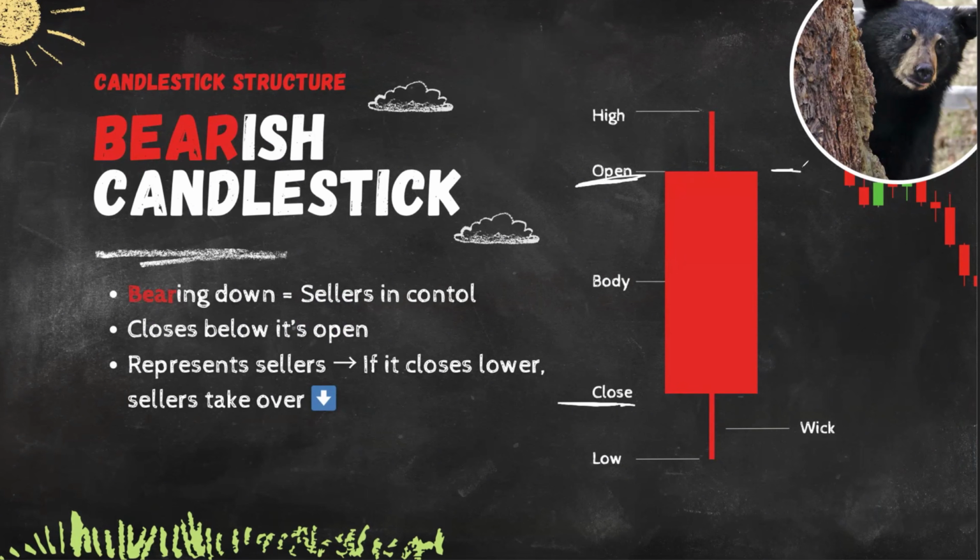Think of it this way. If something opens here and closes here, that means that it had to have been growing downwards while it was open. So that's why, again, bullish candlesticks open at the bottom and close at the top, and bearish ones open at the top and they close at the bottom. They are going to be representing our sellers. So if it closes lower, sellers take over. That's how I think about it. If you're bearing down, sellers are in control.